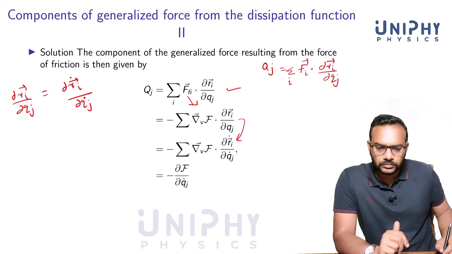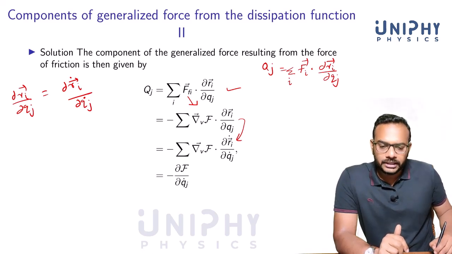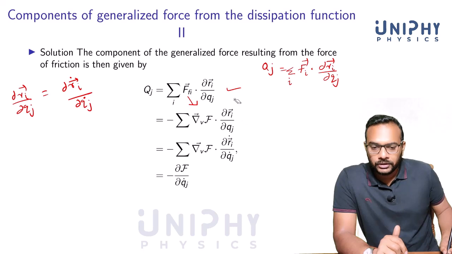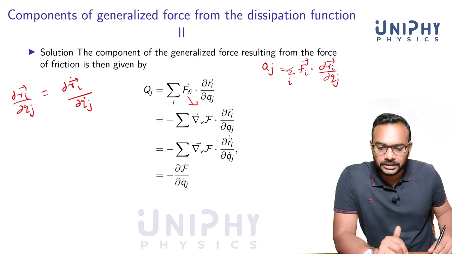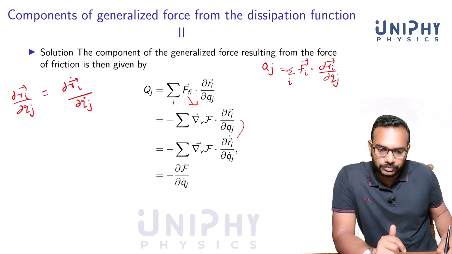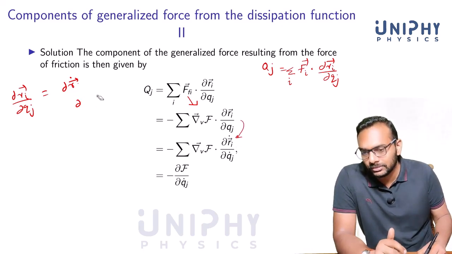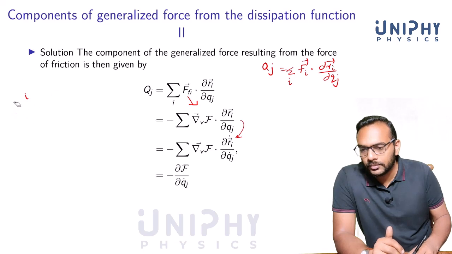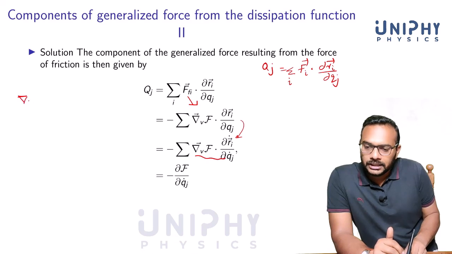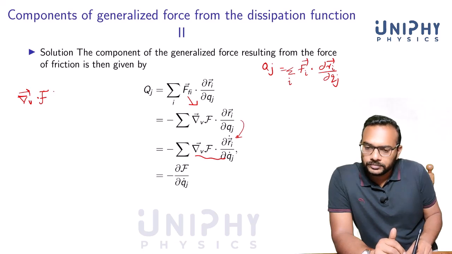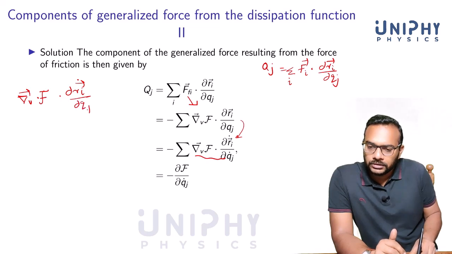Okay, and what do we have here? Finally, we get ∂F/∂qj-dot. How do we get ∂F/∂qj-dot? There's a minus sign, of course, which comes from here. Why do we get ∂F/∂qj-dot? I'll prove this in a moment, or you can do it by yourself; it's not very difficult. But let's come to this. First, let's discuss this. We are talking about ∇v of the curly F, dotted with ∂ri-vector-dot divided by ∂qj-dot.